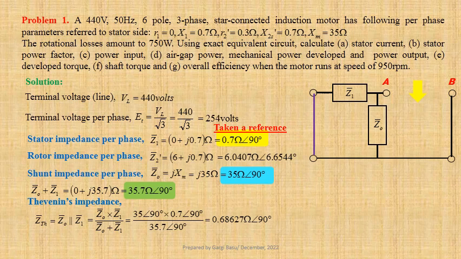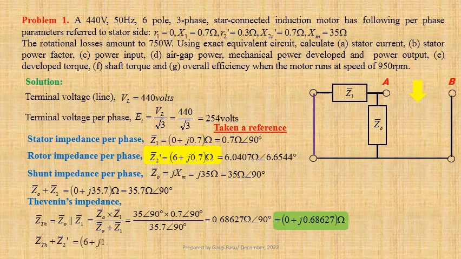This may be written in Cartesian form as 0 plus j times 0.68627 ohm. Let us now calculate Z-Thevenin plus Z2 dash. Using values we get 6 plus j times 1.38627 ohm. This may be written in polar form as 6.158 ohm at an angle 13 degree.